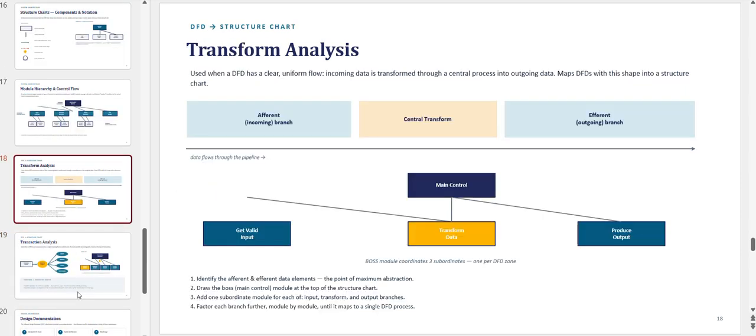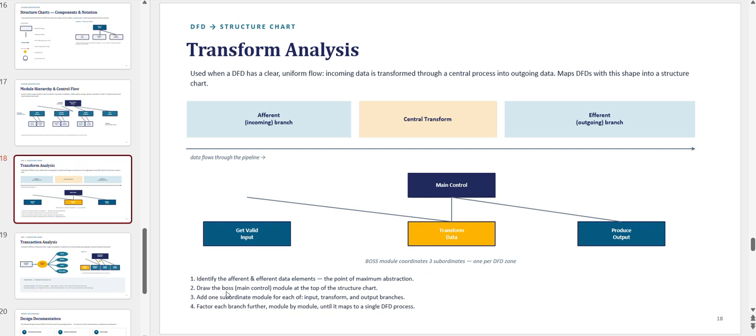Now we will see transform analysis. This converts a DFD to a structure chart, used when a DFD has a clear uniform flow, where incoming data is transformed through a central process into outgoing data. It maps a DFD with this shape into a structure chart. In this, afferent incoming branch, then central transform, then afferent outgoing branch. In this, main control, then get valid input, transform data, then produce output.